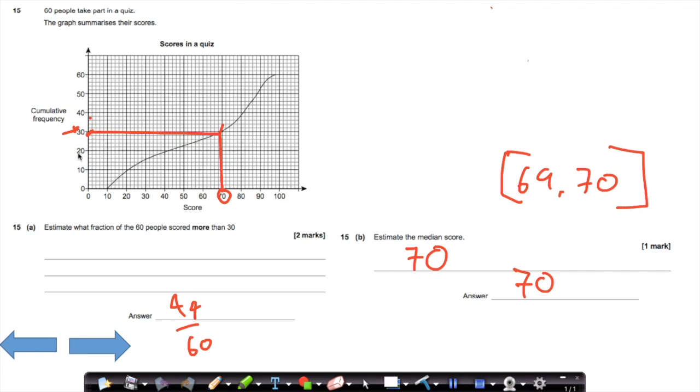If you wanted the interquartile range, which it hasn't asked for yet, we'll deal with that in just a sec. You will do something else.